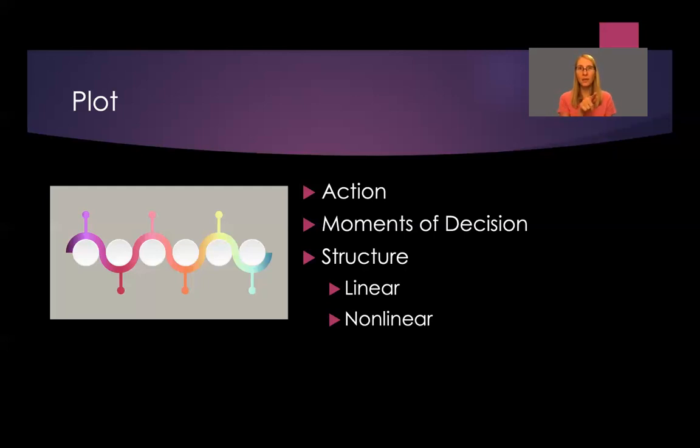So linear would be in a straight line, right? We start on Monday, we go all the way through until Sunday, and we're following our characters through those days of the week. It could be 1 hour that's happening in your story. So something happens at noon, and that story takes us all the way to 1 o'clock p.m.